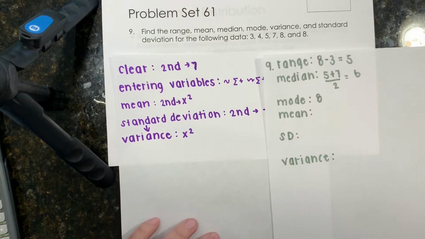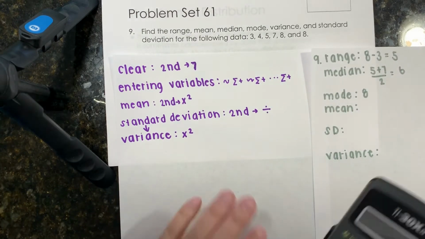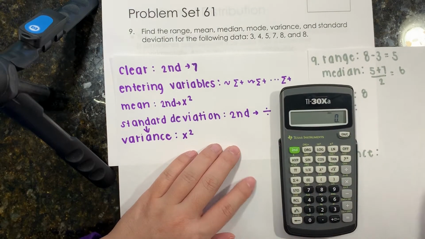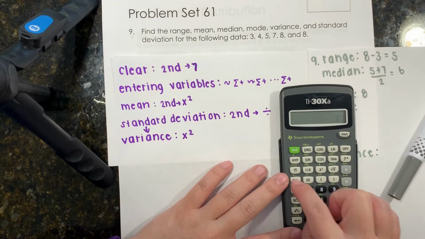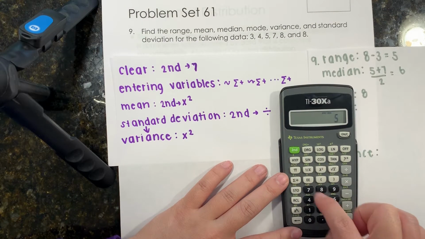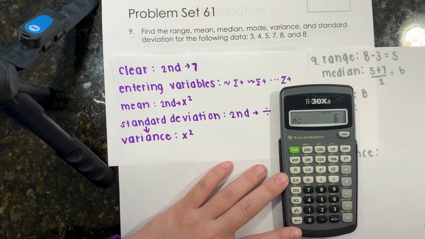I'm gonna start by doing this in my calculator to remind you how to do it. So I'm gonna start by entering all my variables: 3, 4, 5, 7, 8, and 8. So I have 6 variables that I've entered.